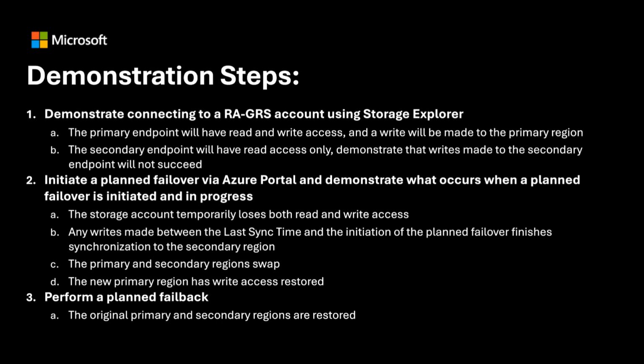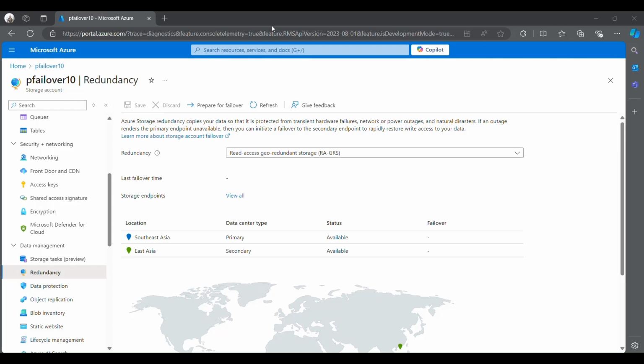Now that I've gone through all the steps, I'll move over to Azure Portal to show you my RA-GRS storage account. This is the Azure Portal user experience. Within Azure Portal, the failover features lie within the redundancy blade. To prepare for my planned failover demonstration, I went ahead and created a RA-GRS storage account in Southeast Asia.